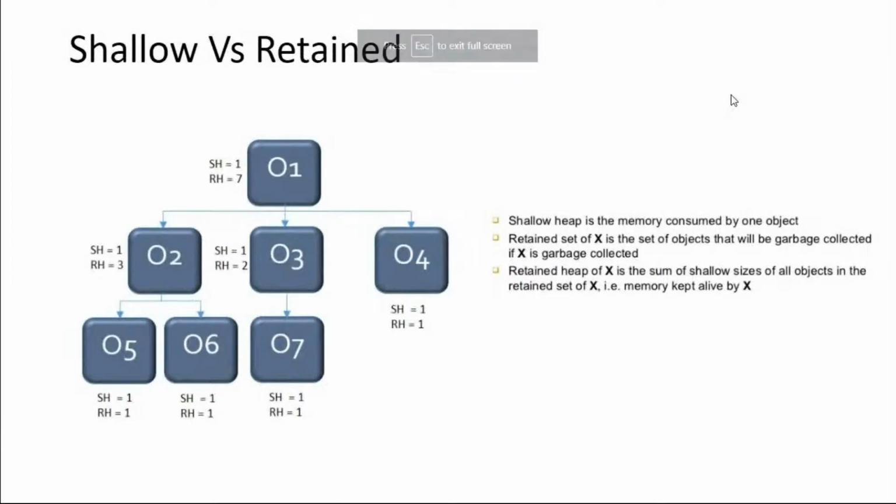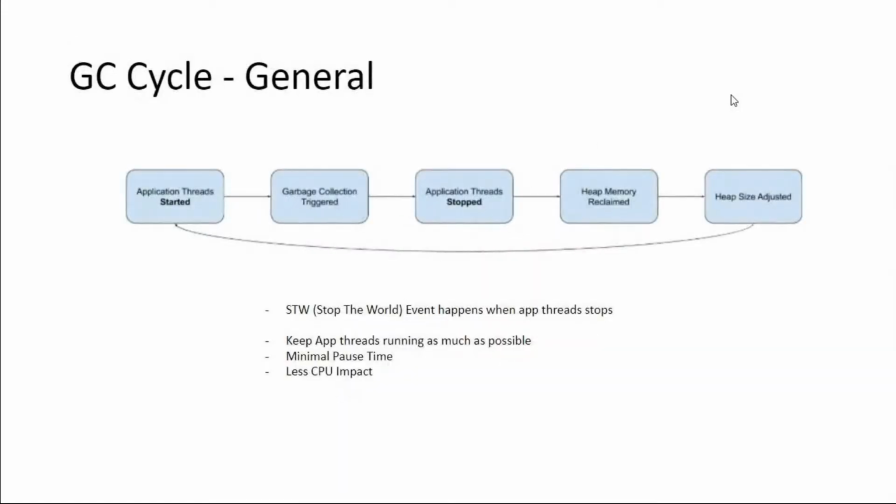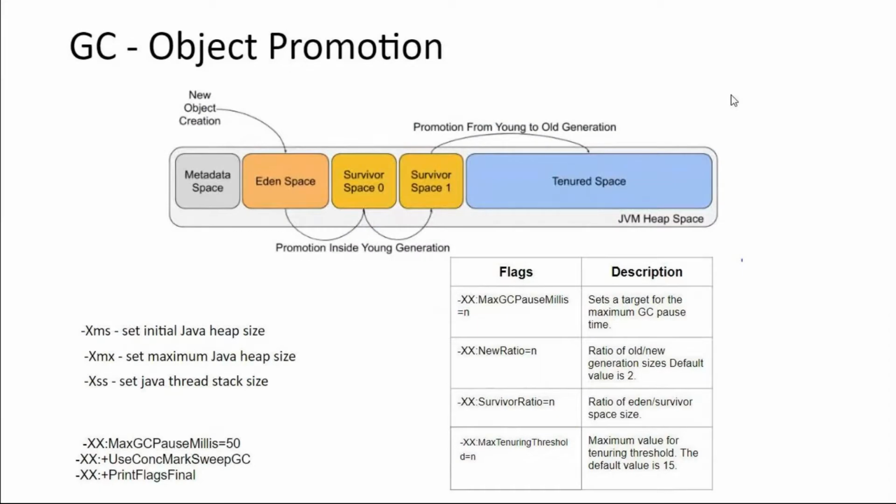What is shallow heap, what is retained heap, the garbage collection, the relationship between stack and heap, and the importance towards GC, what happens during GC, what are the various activities: marking, deletion, compacting, the object promotions within your heap, your young generation, old generation, survivor space, and what are the various tuning flags available for GC that will be useful for us to improve the performance. That as well, we will look into. We will have some small programs to see visually how these flags are going to make an impact.